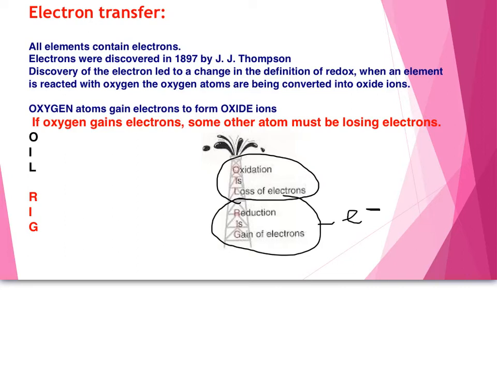Now, a way of remembering this is the memory jog OIL RIG. Oxidation is loss, is what OIL signifies, and reduction is gain, is what RIG signifies. So that's how you can remember. Oxidation is loss of electrons, reduction is gain of electrons.